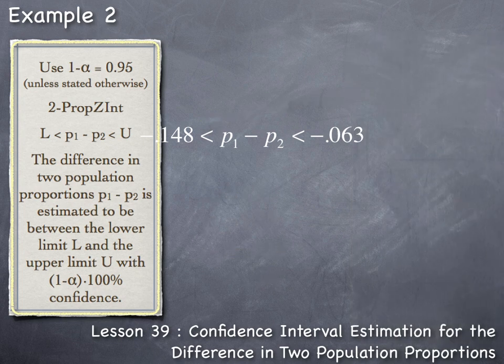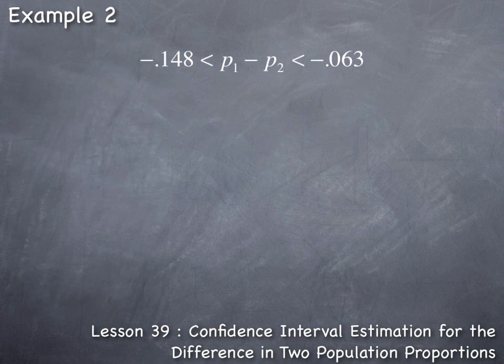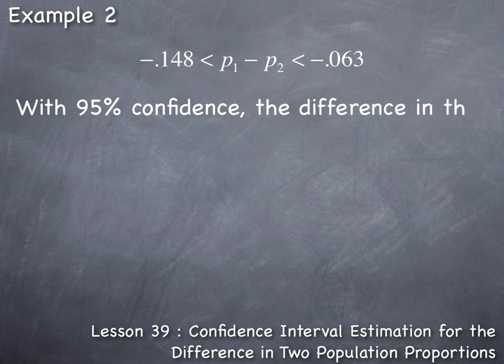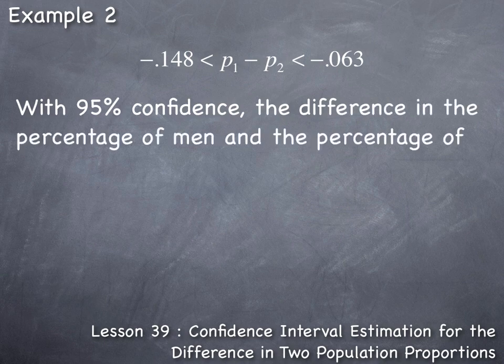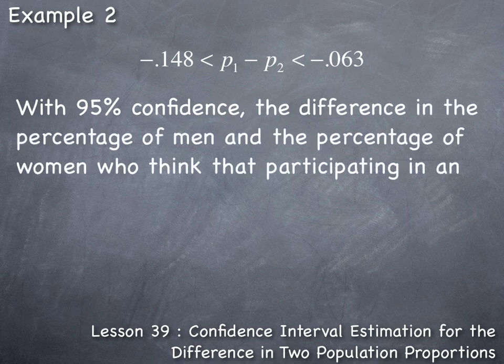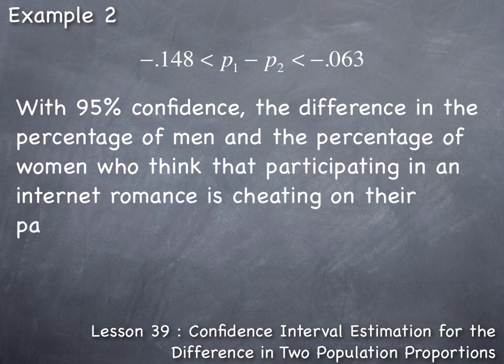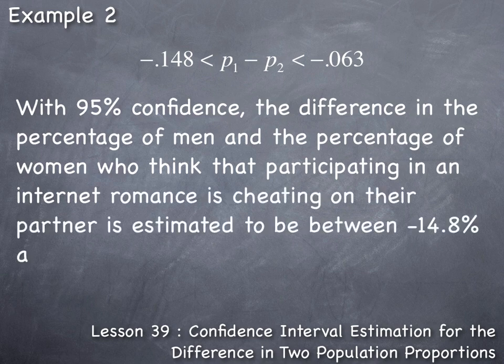So now that we have our confidence interval expressed symbolically, we can express our confidence interval verbally. With 95% confidence, the difference in the percentage of men and the percentage of women who think that participating in an internet romance is cheating on their partner is estimated to be between negative 14.8% and negative 6.3%.